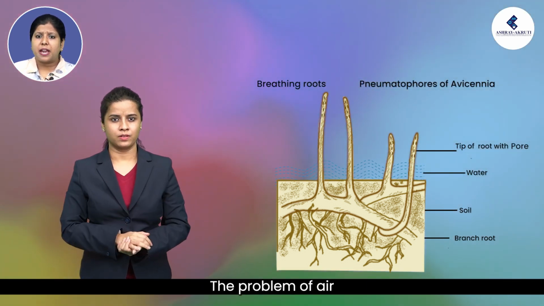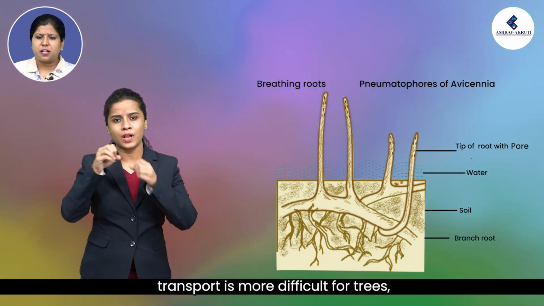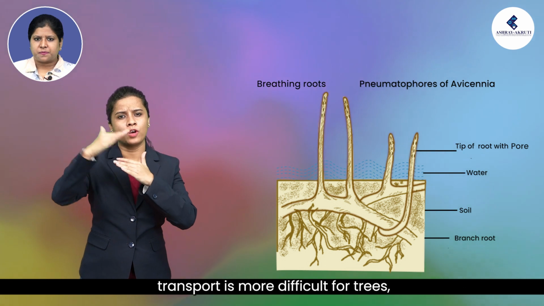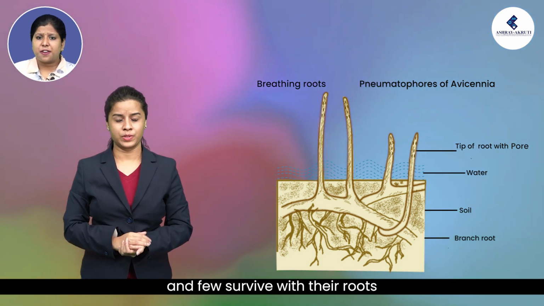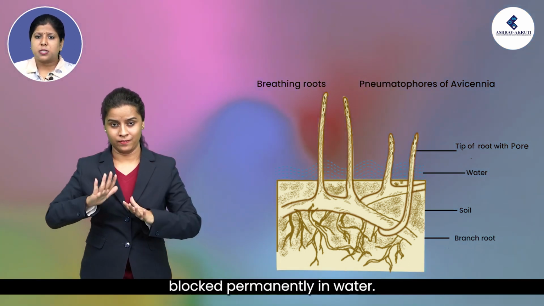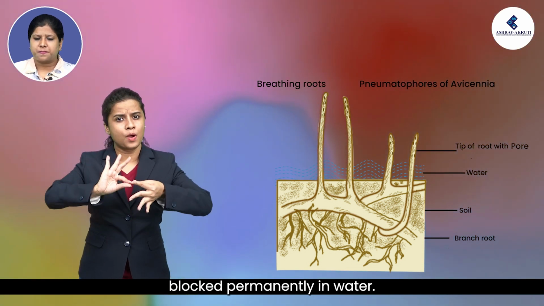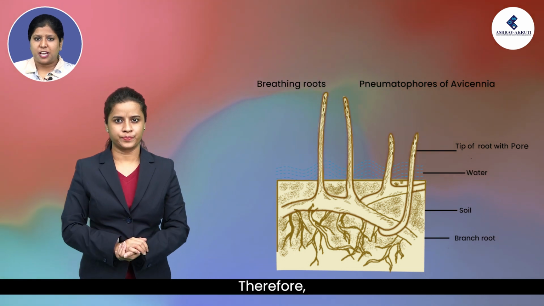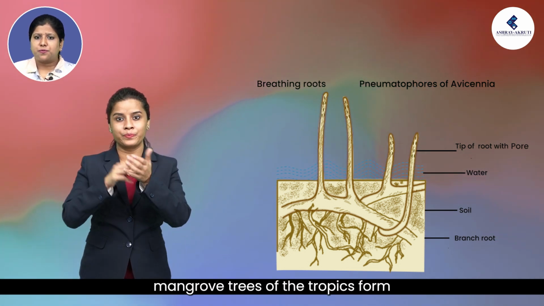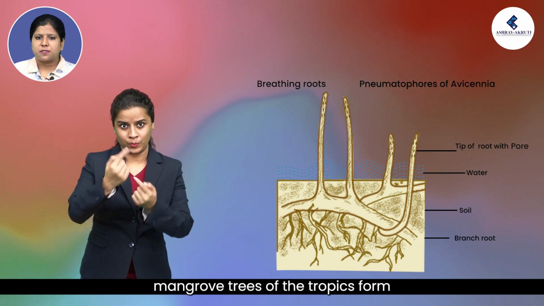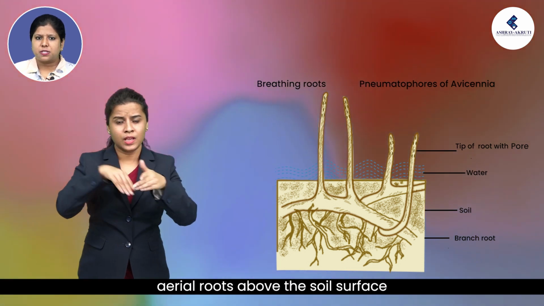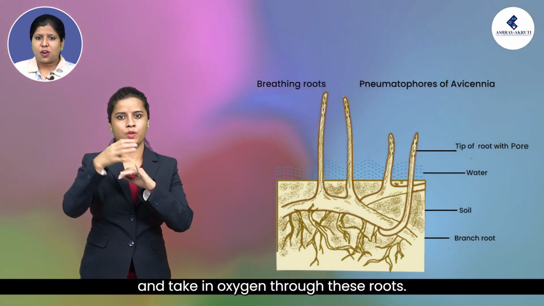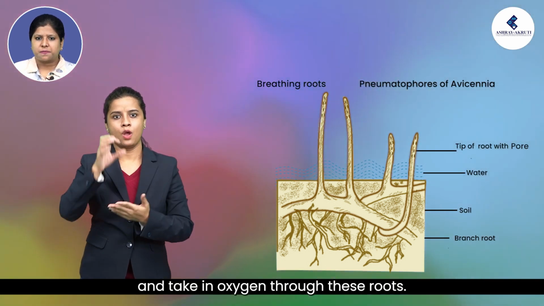The problem of air transport is more difficult for trees, and few survive with their roots blocked permanently in water. Therefore, mangrove trees of tropics form aerial roots above the soil surface and take in oxygen through these roots.